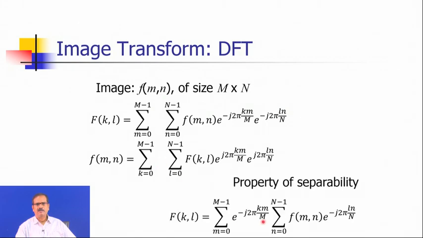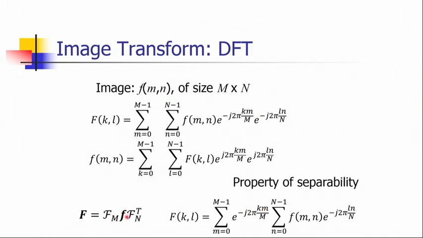Using the property of separability, once again we can simplify this computation, and when we express it in terms of matrix multiplication, we have already defined the matrix representation of the transformation matrix of DFT. We consider this is an m cross m transformation matrix, and this is the n cross n transformation matrix. We are just denoting it by simple m, showing it as an m point discrete Fourier transformation matrix. So, this will give you the corresponding transformation of the image f.